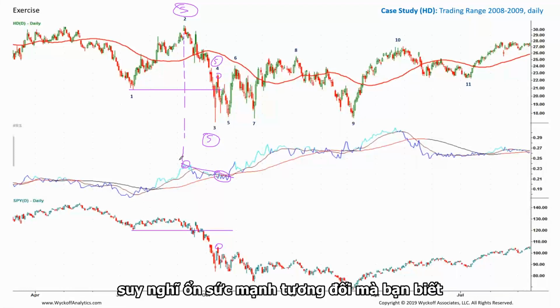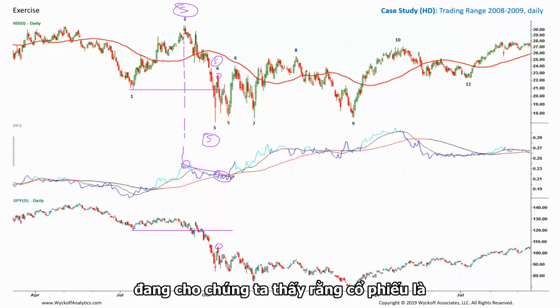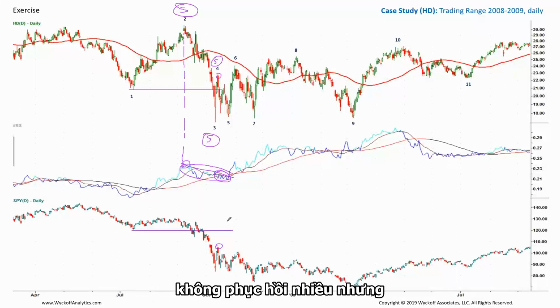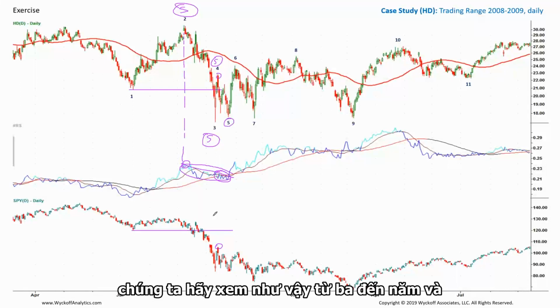So we would be thinking, okay, relative strength is showing us that the stock at point number 4 is maybe not recovering as much, but it would be really hard to see right here. Okay, point number 5. So from 3 to 5.